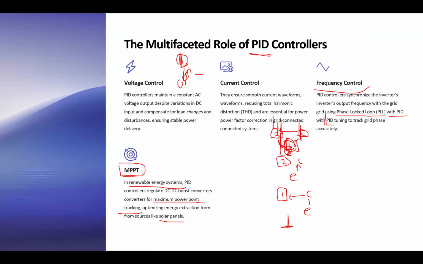PID is not activated or deactivated. It's a continuous, real-time process. From time 0 to time infinity, PID would not take a rest. Okay, it always tries to correct and respond to the variations.